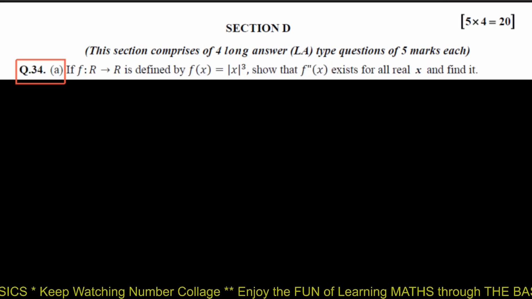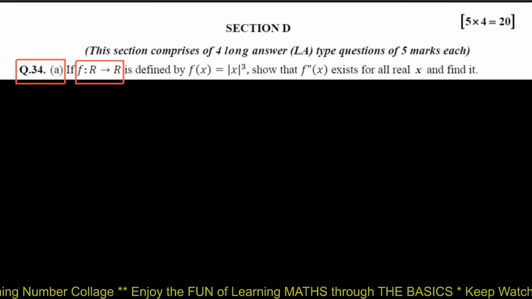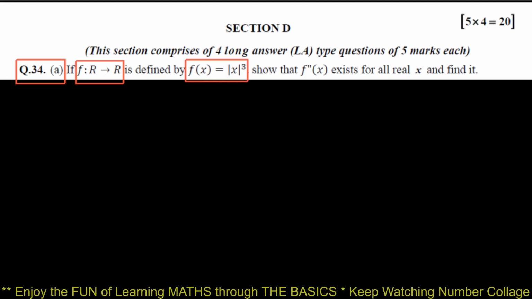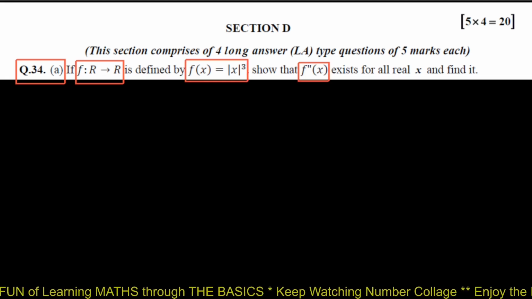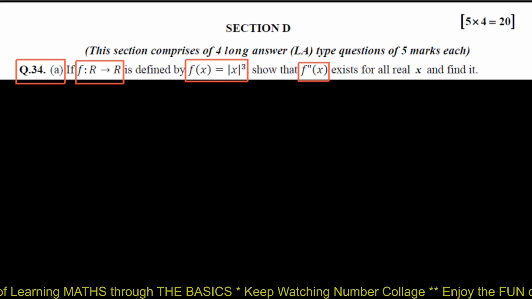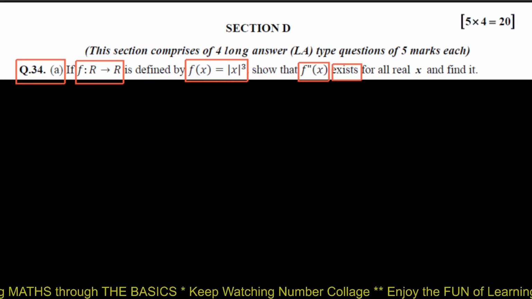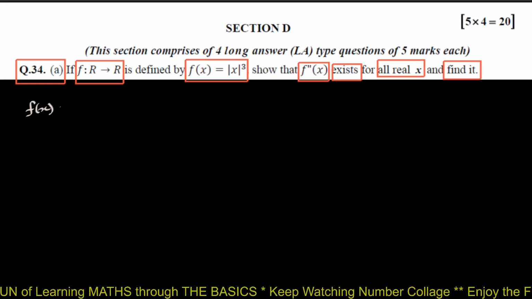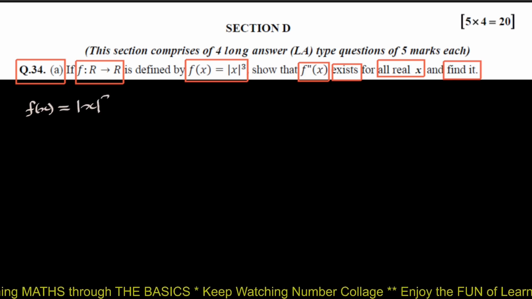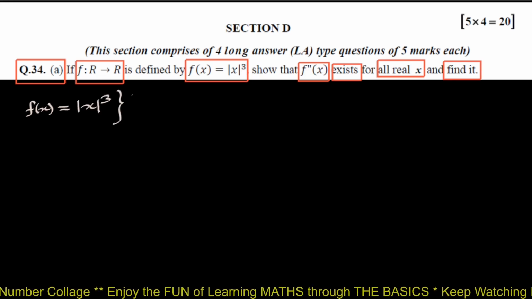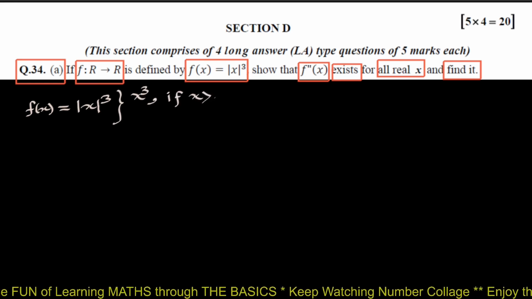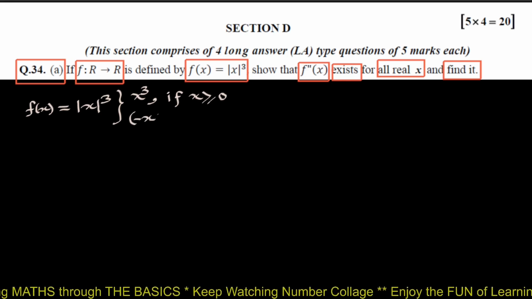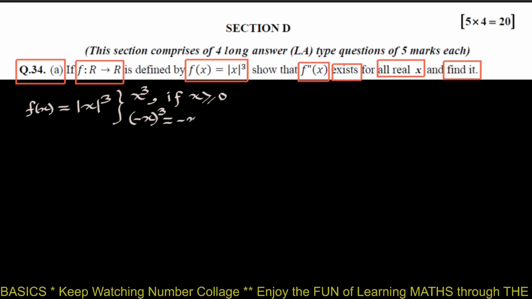Question 34a. A function from R to R, that is real to real, is defined by f(x) equals cube of mod x. Show that f double dash x, that is the second derivative, exists for all real x, and we have to find this derivative. f(x) is cube of mod x, the meaning of which is it will be x cube if x is non-negative, and it is cube of minus x, that is minus x cube, if x is negative.